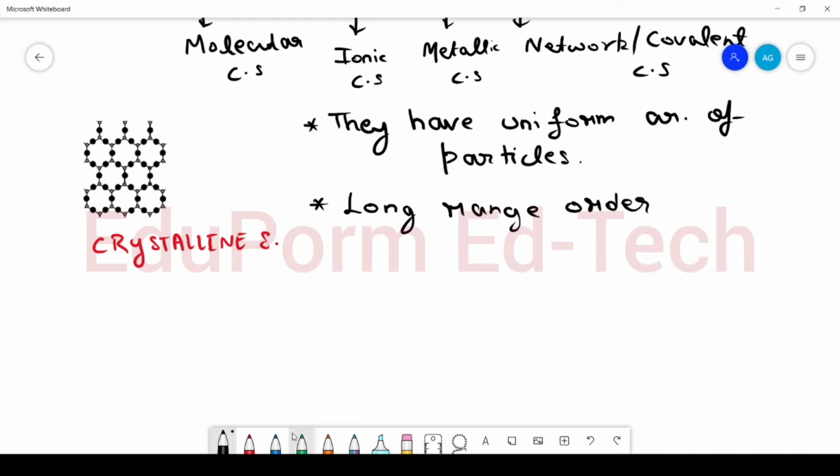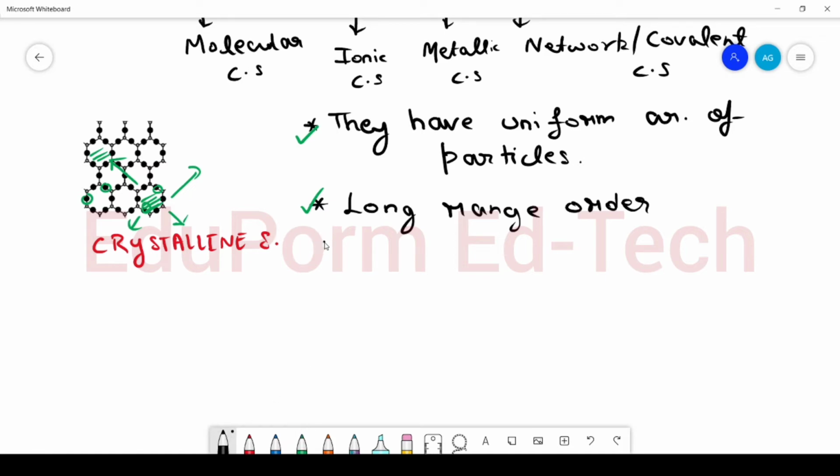You can see in this figure that all the atoms, molecules and ions are arranged in a proper order, as well as you can see the repetition of this system in all the possible directions towards a long range. This repetition is towards this side, towards this side, towards this side, and towards this side. So they have uniform arrangement of particles and the arrangement is repeated for a long range. So we say that they have long range order.